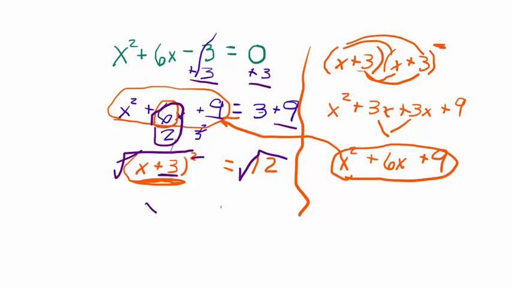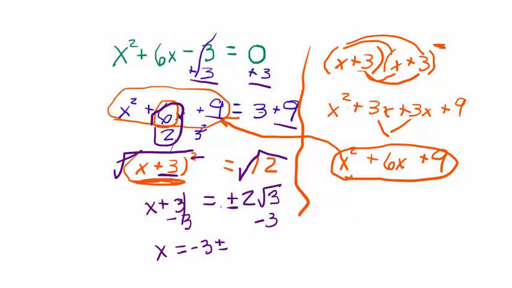I get x plus 3 equals, remember, if we take the square root, we do the plus or minus. And the square root of 12, I'm not going to show you how to get this right now, but it's 2 root 3, and you can even plug that in the calculator. And then the last thing is subtract 3 from both sides. So x equals negative 3 plus or minus 2 root 3.